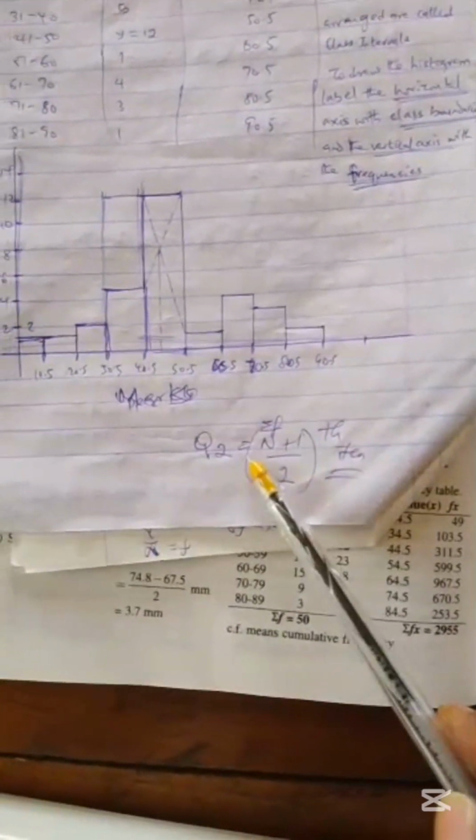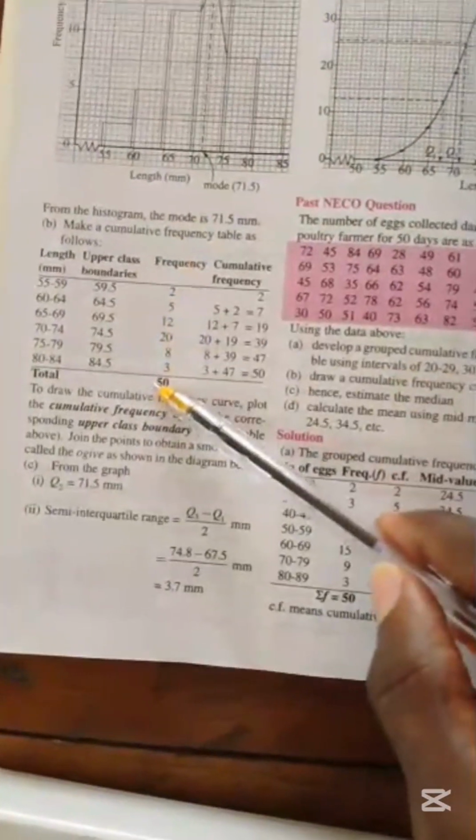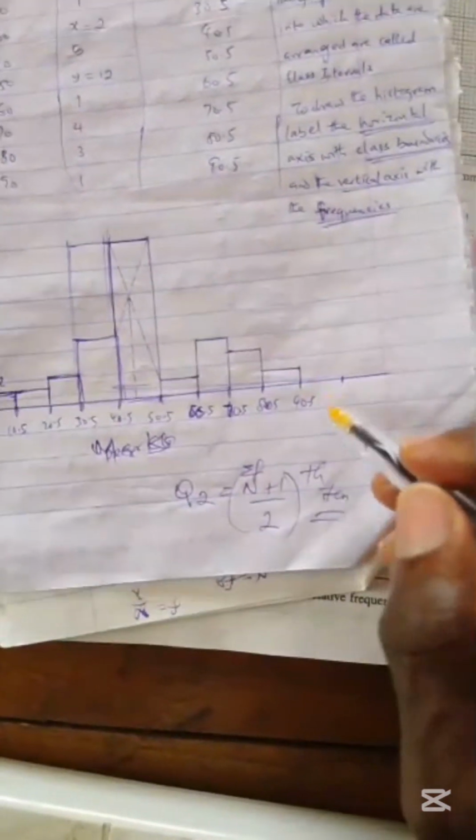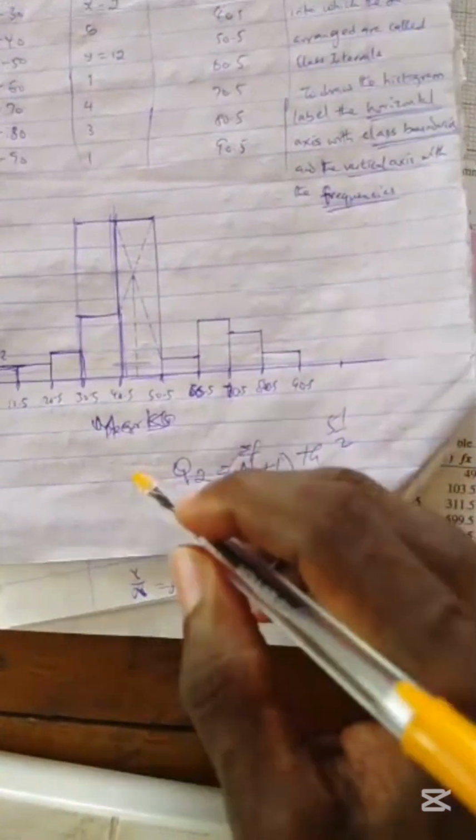All right, neatly done. Now, to find the median, remember your formula for the median. Median is n plus 1 over 2. N in this case is the total frequency, which is 50. So 50 plus 1, that's 51, all over 2. 51 over 2 is going to give us 25.5.